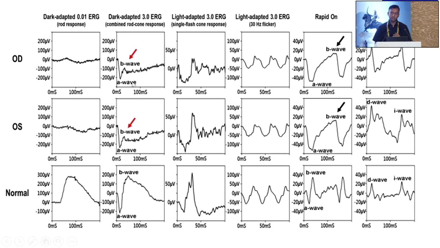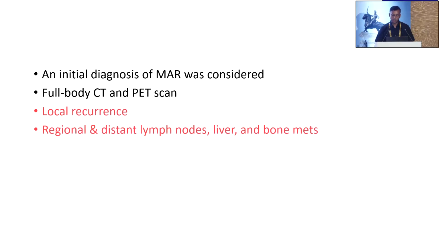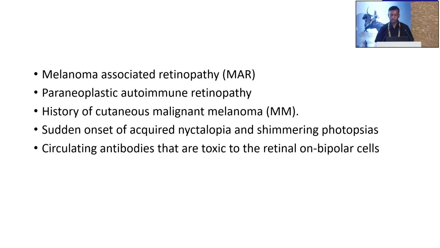Electronegative ERG we have seen in congenital stationary night blindness, juvenile X-linked retinoschisis, and certain autoimmune retinopathies. So this was a case of melanoma-associated retinopathy. In this case, a full body PET scan and CT scan was done, which showed local recurrence. So the previous malignant melanoma from 2 years back had recurred and metastasized all over the body, and it was producing autoretinal antibodies, which were attacking the rods and cones. So this is a case of melanoma-associated retinopathy, again characterized by electronegative ERG.